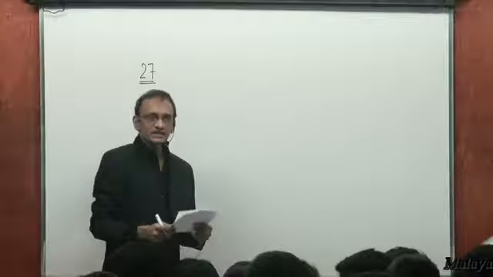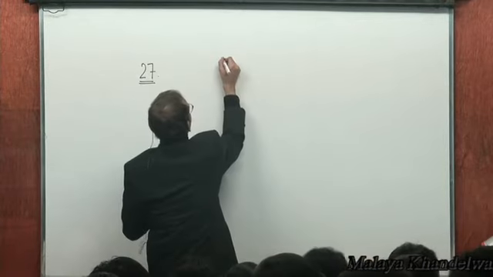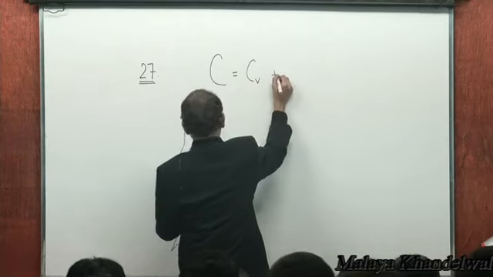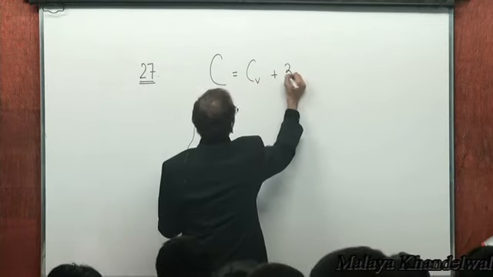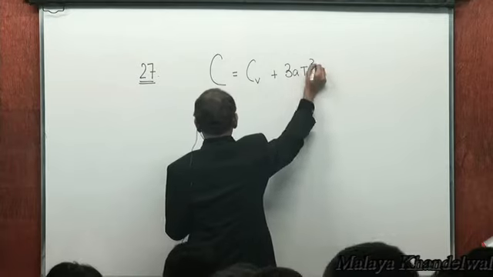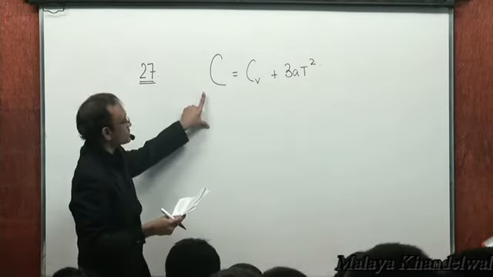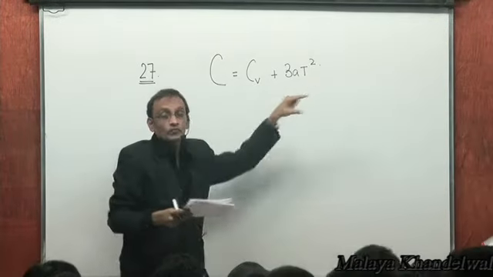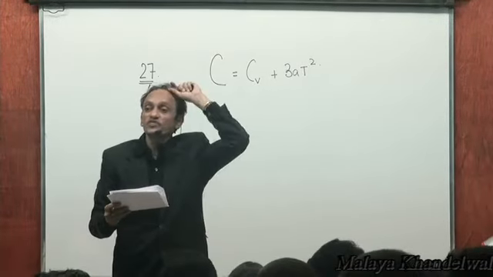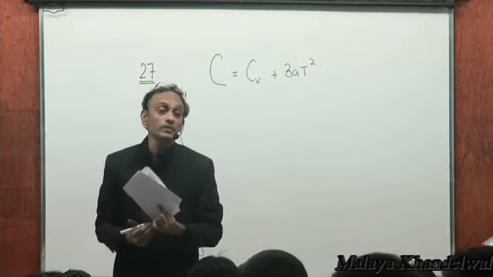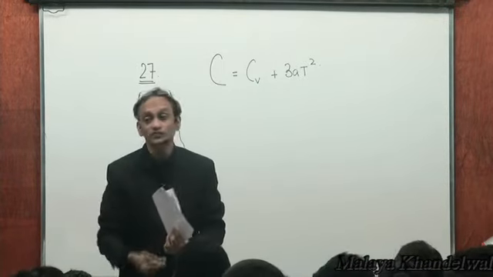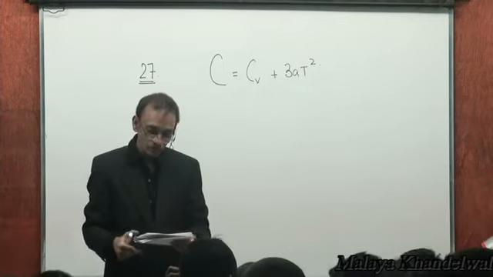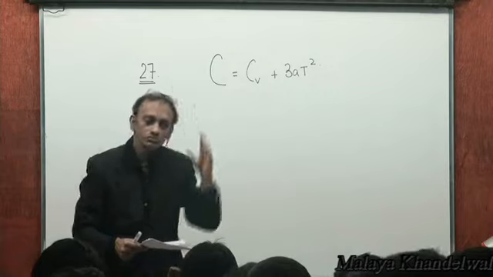For an ideal gas, the molar specific heat for a certain process is given as Cv plus 3A T squared. We want to find the T versus V variation for the process. A, of course, is a constant.